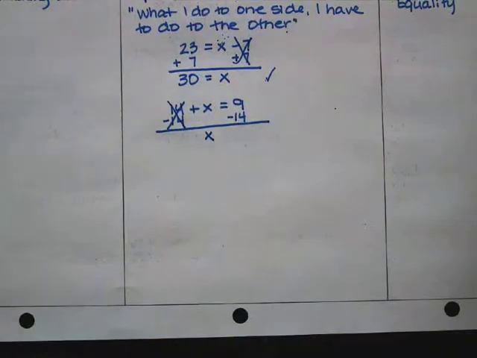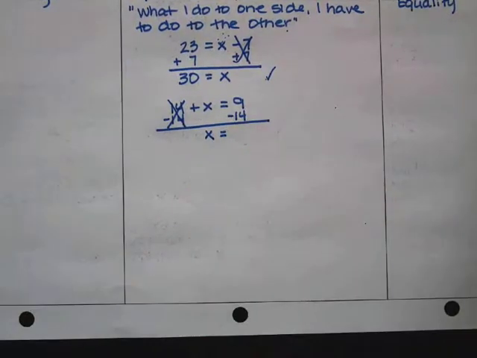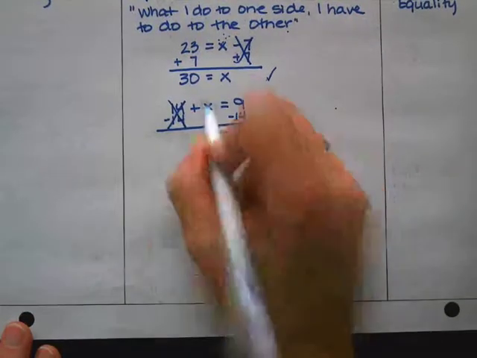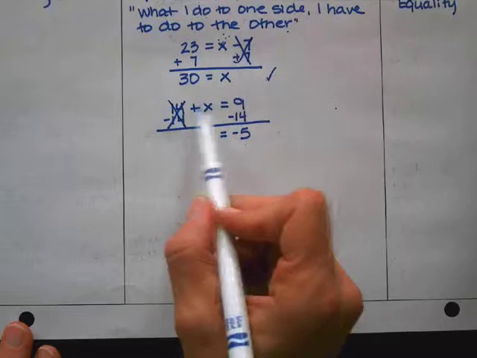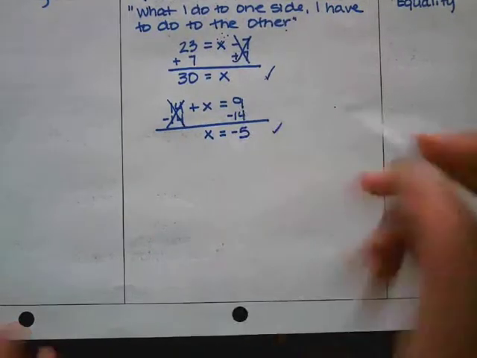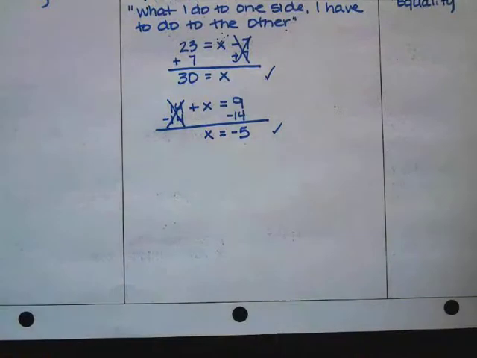I have my Dragonbox alone, and my Dragonbox equals negative 5. I can plug it back in. 14 plus a negative 5. Does that equal 9? Yes. Check, I got it.